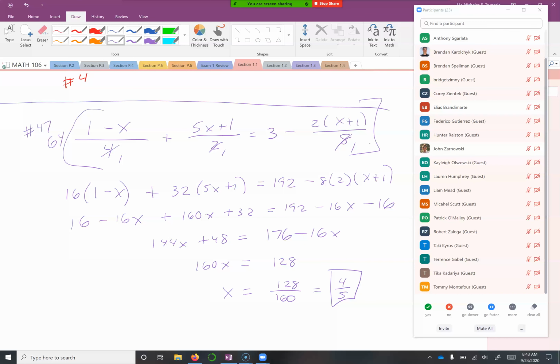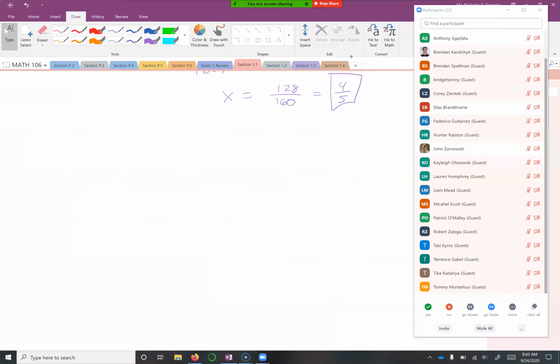Anything else from 1.1 people would like to see? Yeah, can you do one more domain problem? Sure. Let's see. Where the heck are they? Okay, so how about... So are you good with 15 and 17? Because I believe they're the ones that I assigned. Yeah, they're fine. I'll just make one up.